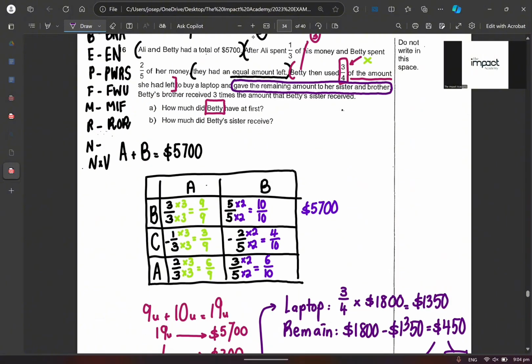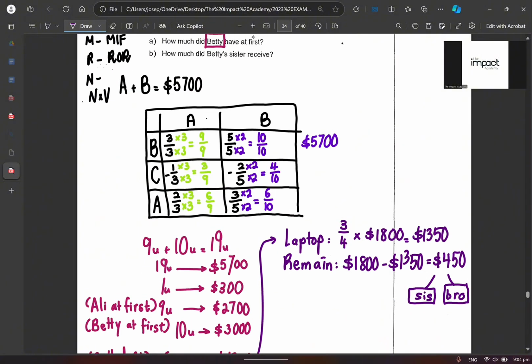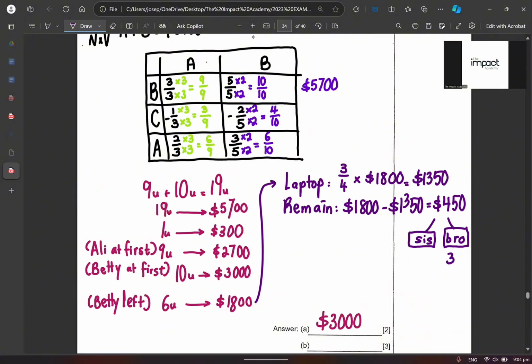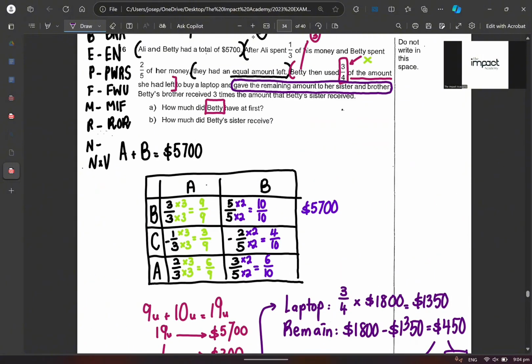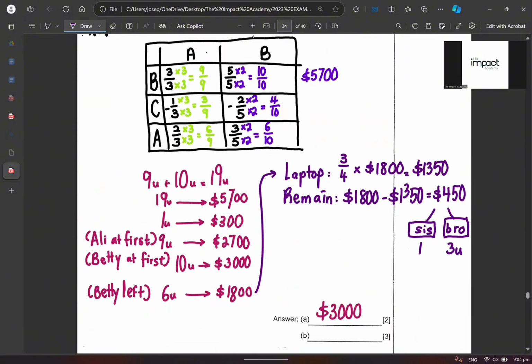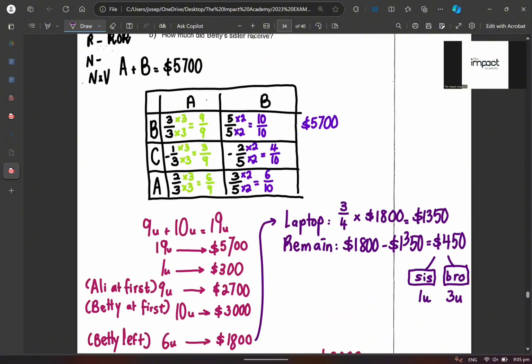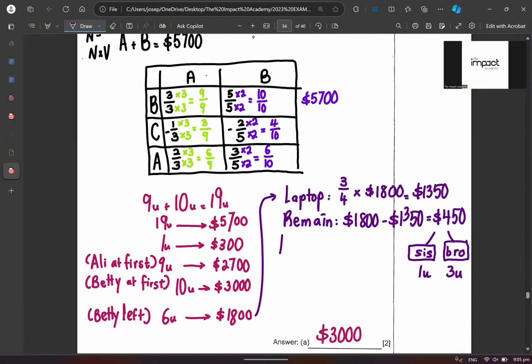Understand or don't understand? Who gets what? Brother has 3. Brother gets 3 times. Not fair. Brother gets 3 times. Sister gets how many units? 1 unit. Are you understanding? So what does it mean? From here, what can you do? 4 units. Very good. So 4 units is actually equal to 450.